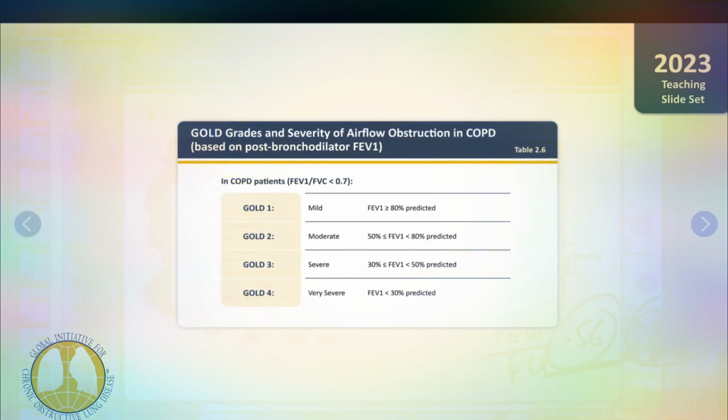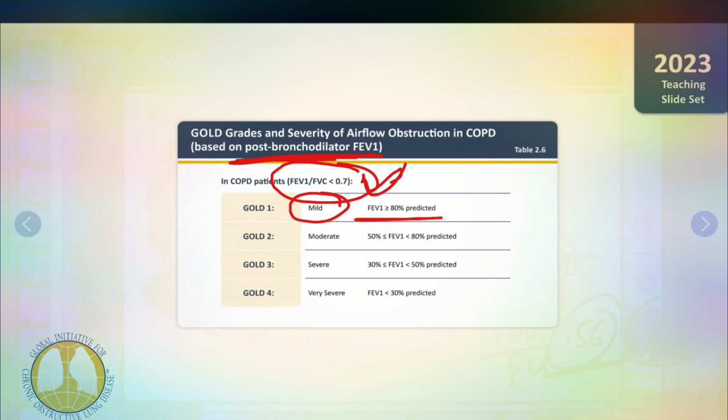Then they are telling about the GOLD grading and severity of airflow obstruction in COPD patients, and it is based on the post-bronchodilator FEV1. Very important. There are GOLD 1, 2, 3, 4, four grades. First of all, we have to check post-bronchodilator FEV1/FVC. If it is less than 0.7, then we go for GOLD 1, 2, 3, 4. Then we check FEV1. If FEV1 is more than or equal to 80% of the predicted, then it is mild, or GOLD 1 category.